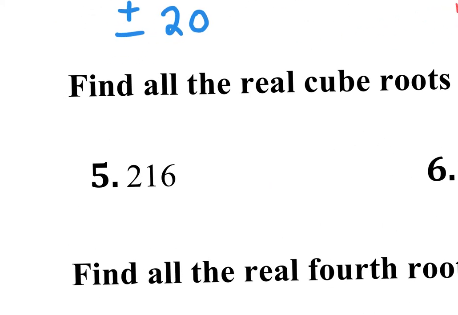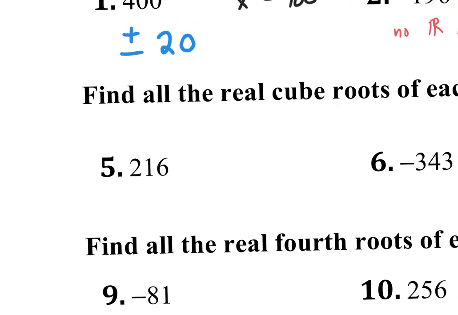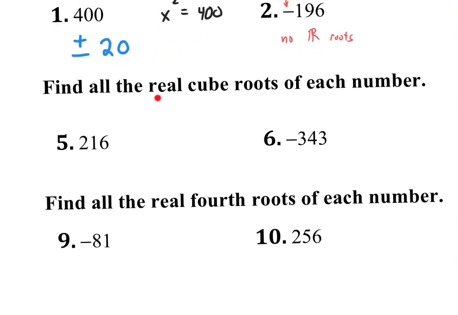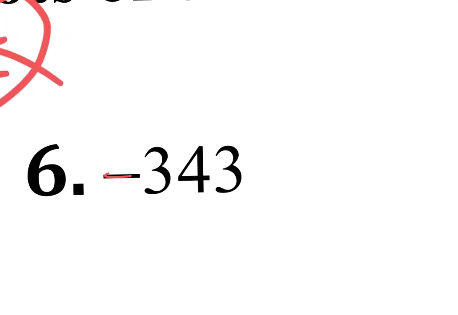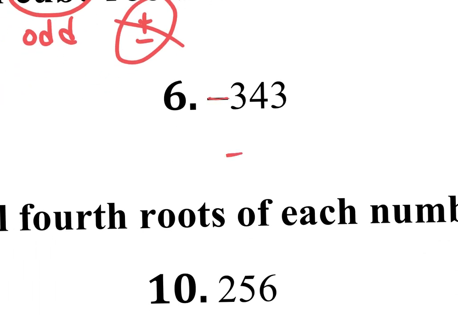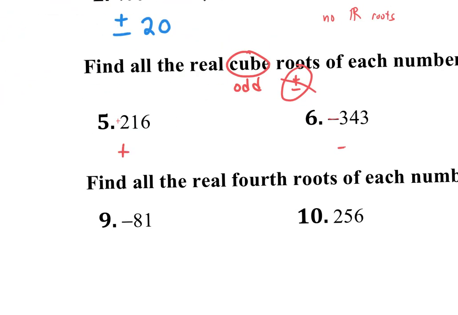Let's do the cube roots here. So let's look at number 5. Number 5 says find all the real cube roots. Why is that important? Well, cube is odd. Because it's an odd root, there is no plus or minus. It's just whatever you see. This one has a hidden positive. So my end result is positive, whatever. This one has a negative. So my end result is a negative something. This one, end result, is a positive something.